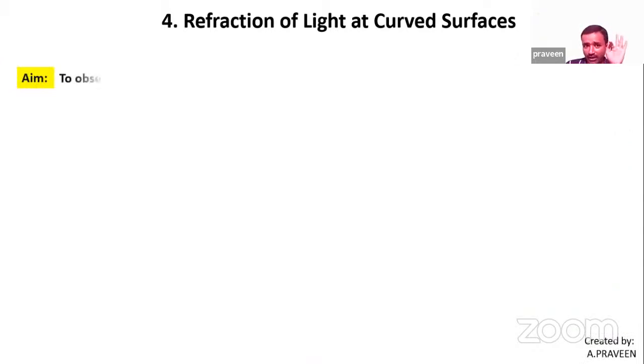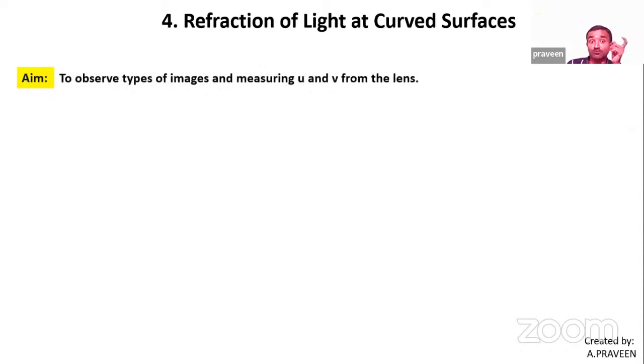Now here I am going for the lab activity to observe the type of images and measuring the object distance and image distance from the lens. So what lens are we selecting? That is a double convex lens. So what the ray diagrams are drawn, the same we will observe here, right?